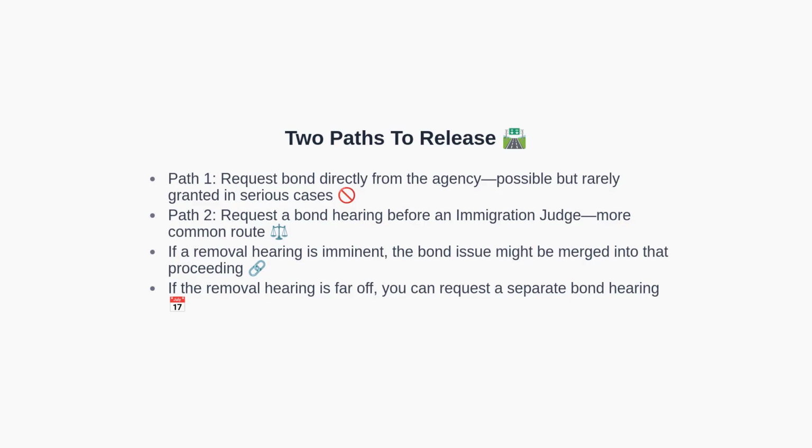There are two ways to request release. First, a detainee can ask the detaining agency for bond, which is generally uncommon to succeed when there is a serious criminal record involved. Second, the more typical route is to ask an immigration judge for a bond hearing. Timing matters. If a removal hearing is near, the bond request may be consolidated into that proceeding. Otherwise, it can be scheduled separately.